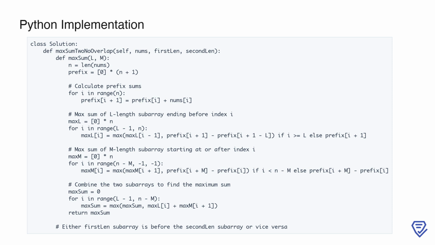Finally, we iterate through the array to combine the results of maxL and maxM. For each valid position, we compute the sum of an L-length subarray on the left and an M-length subarray on the right. We update maxSum to store the highest sum found so far. The function then returns this maximum sum.